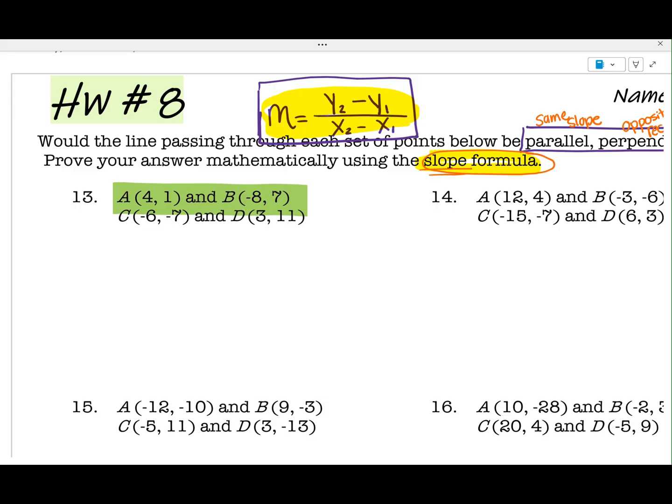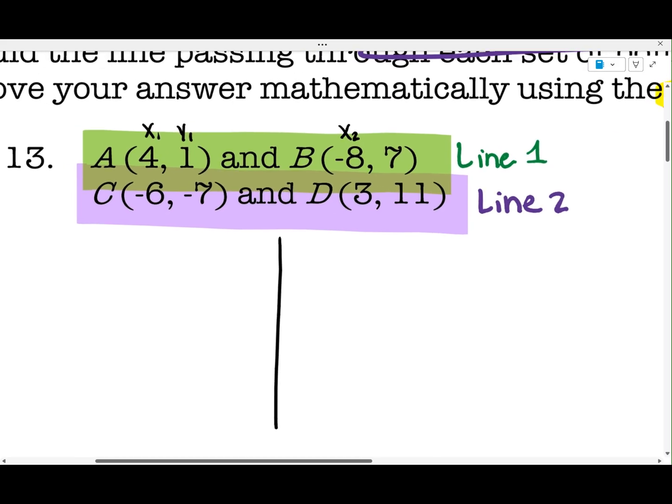So I'm going to go ahead and identify here the different lines that I have. I'll call the line that contains points A and B line 1, and the line that contains points C and D line 2. So my goal here is to find the slope of those two lines. And then I'm going to compare the slopes and make the conclusion on whether they're parallel, perpendicular, or neither.